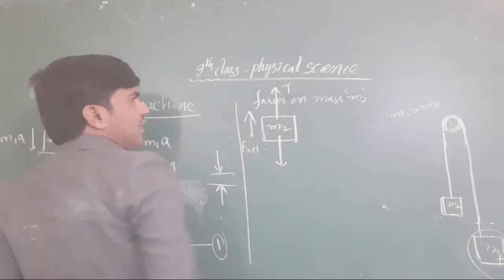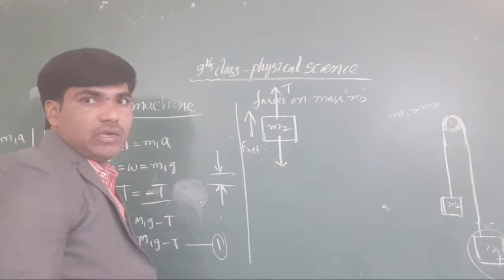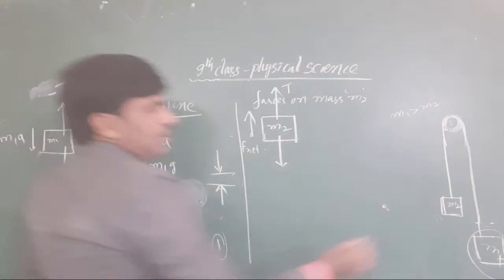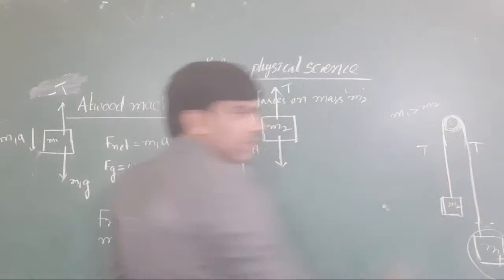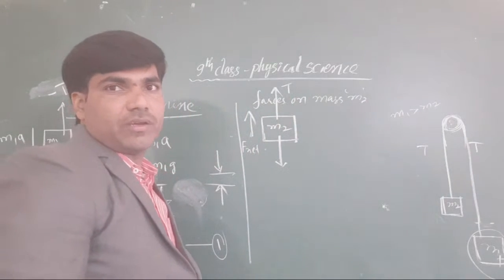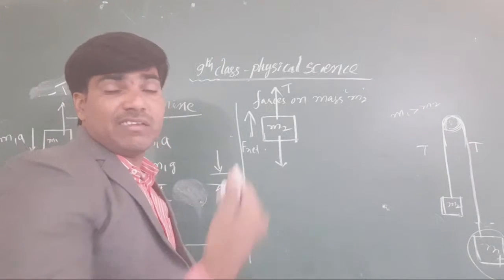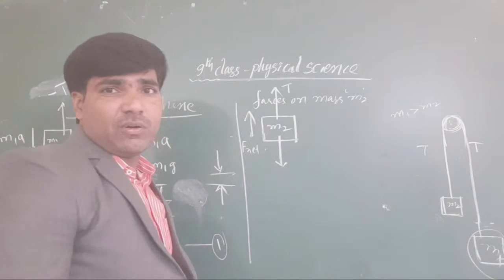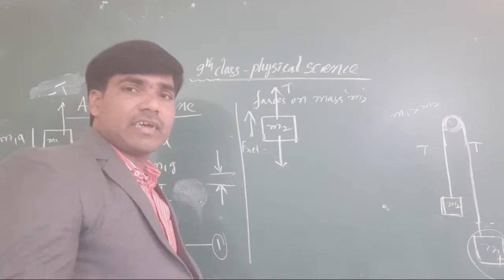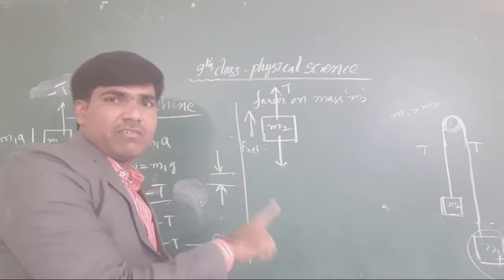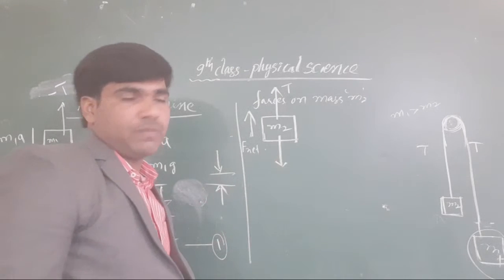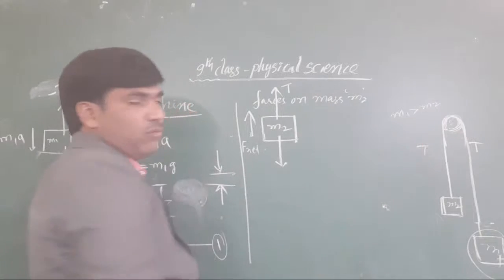It is also taken as T only. This T and T, are they the same or not? Here also T is only working, here also T is only working. There is no change in the tension of one string. The string is the same. It is connected at the ends with m1 as well as m2. That's why the T's are the same.